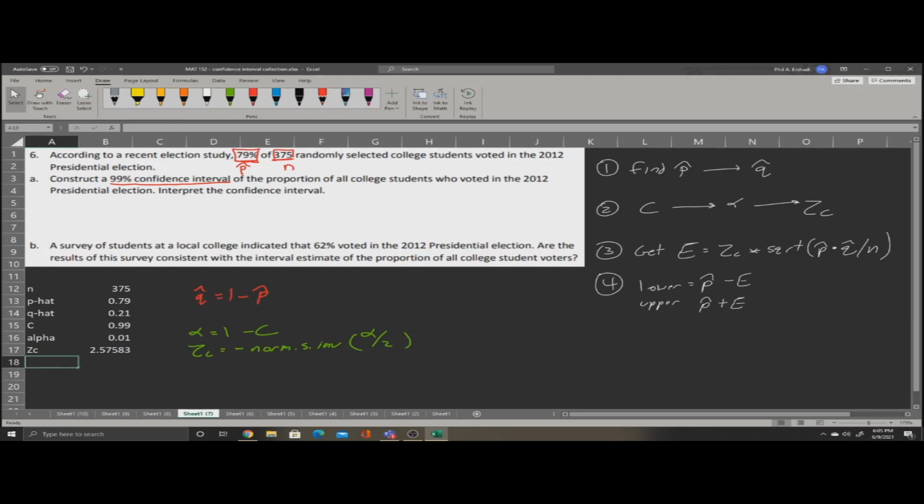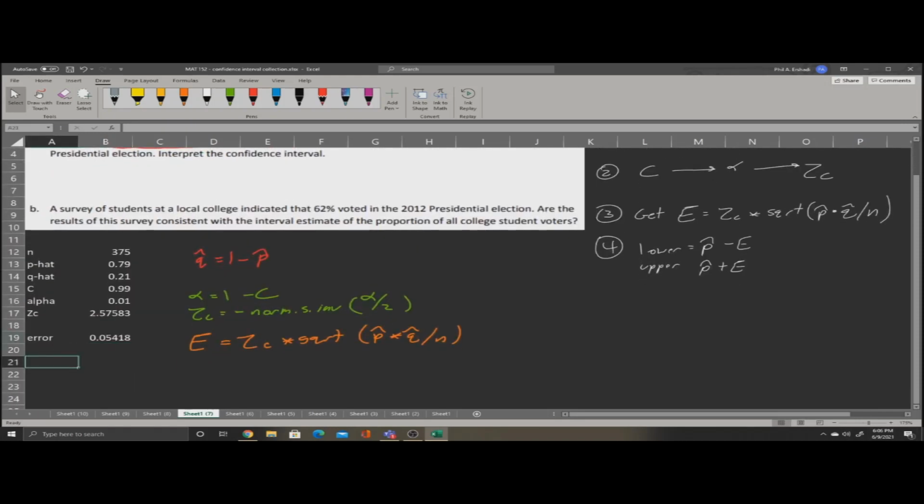Now we've gathered up all the ingredients we need to get error. To calculate error, we say this: z-critical times square root of p hat times q hat divided by n. So let's try this. Equals z-critical multiply square root p hat multiply by q hat divide by n. Close the parentheses and press enter. This gives us our error.